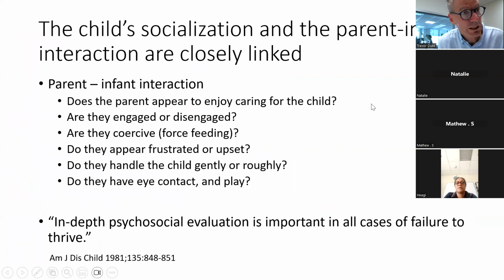I said before about the child's demeanour, about their level of interaction, and it's been said that some sort of in-depth psychosocial evaluation is needed for all children with failure to thrive, and I think that's probably true. You can do it without being a psychologist. You can do it by just observing the parent and the infant interaction.